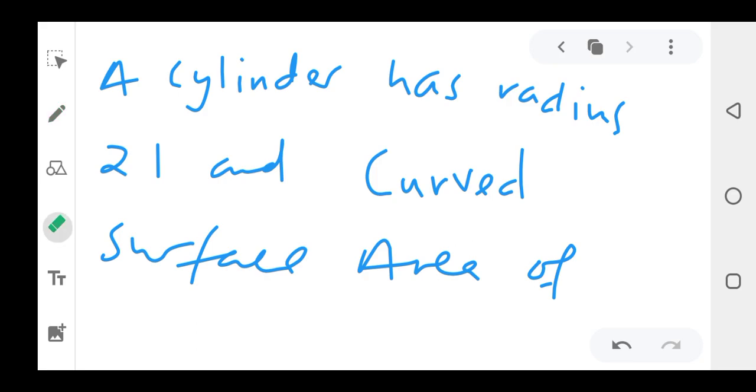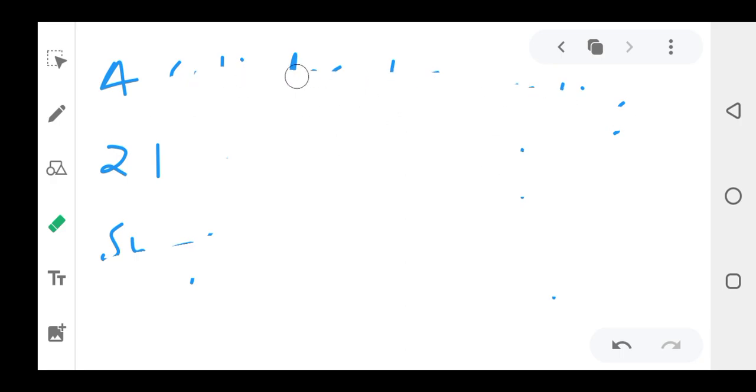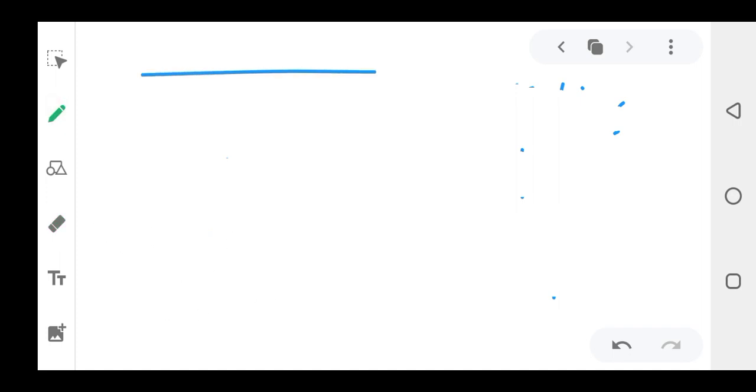Okay, before I even solve this question, let me solve this one for the triangle first. So before I solve this one for the curved surface area, let's solve this one for the triangle. The question is, they gave a similar triangle that came like this. Okay?